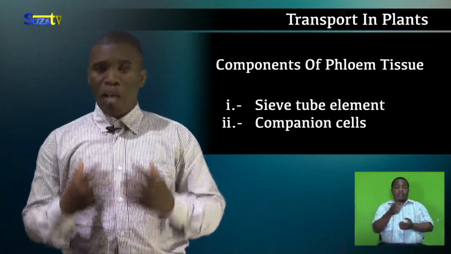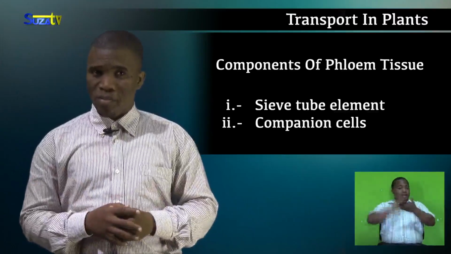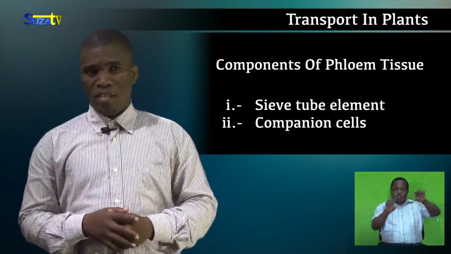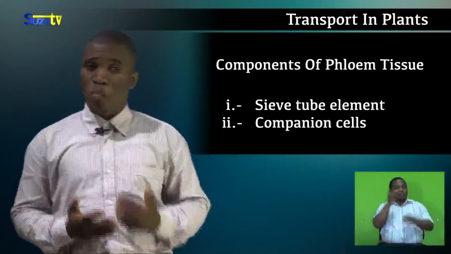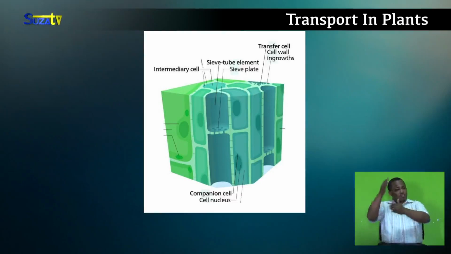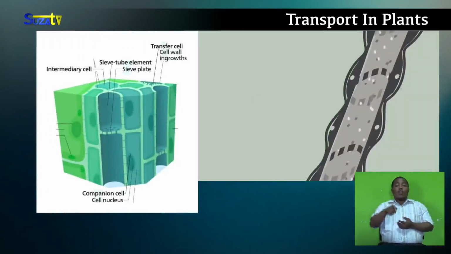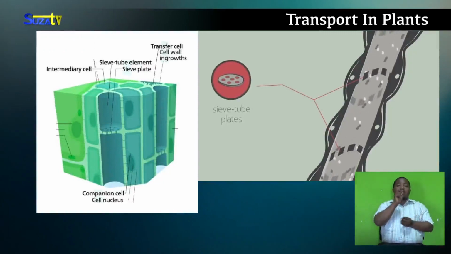Phloem tissue is made up of sieve tube elements. Repeat the word, please. Sieve tube elements. Good. And companion cells. Again, companion cell. Thank you, my dears. My dears, sieve tube elements are made up of cells that are joined end to end. However, the walls of these cells are broken down with perforations, forming sieve tube elements. This cell contains cytoplasm without a nucleus.